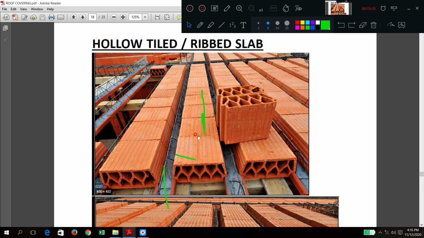Now one more type of slab is there. What do you mean by that one? Hollow tiled or ribbed slab. So you have some reinforcement in this direction, and you are putting some tiles which have hollow sections. Very attractive, no? What is the purpose of making this hollow? To save the concrete and the material and to reduce the weight. Very beautiful idea, no? So hollow tiles will reduce the material quantity, and the total slab dead weight is reduced. In between you have steel reinforcement.